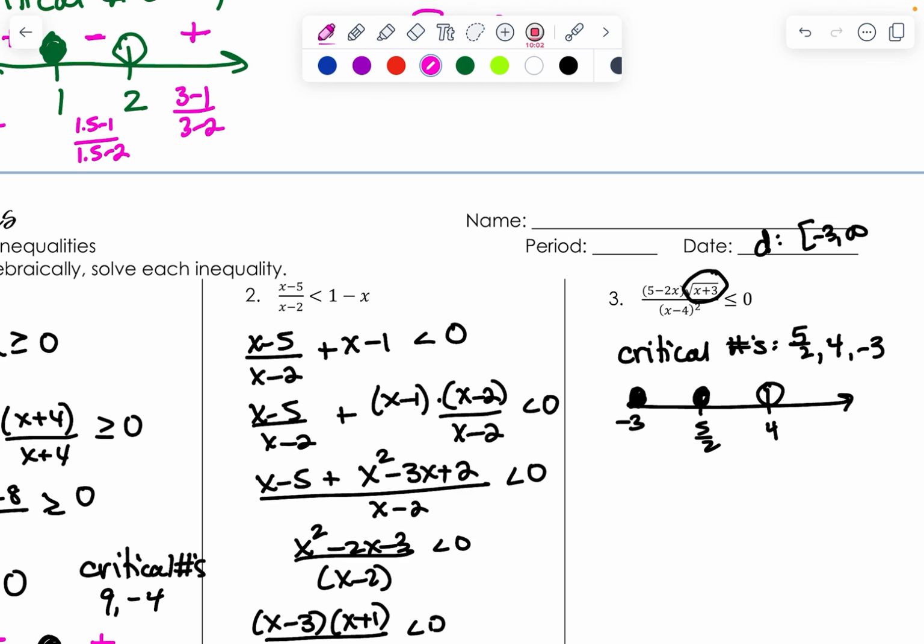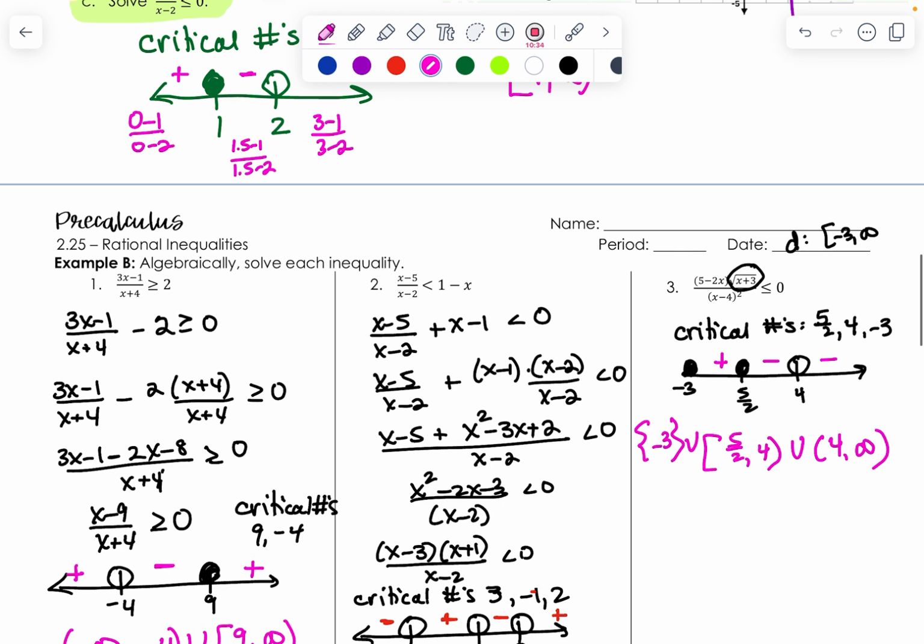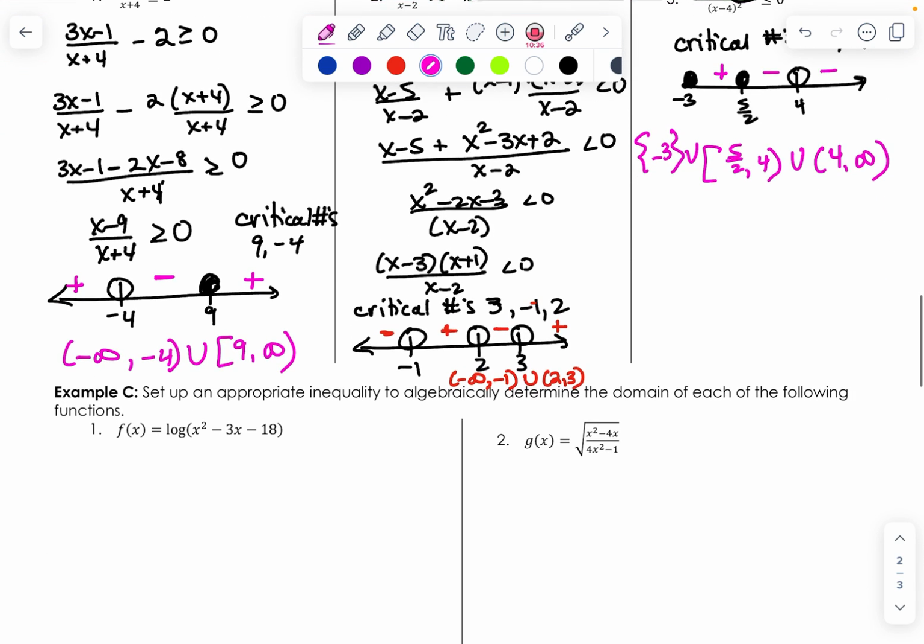All right, so when you test, if I test 0, it's a 5, a square root 3, and a positive, so that's positive. I got negative, negative. So where is this less than or equal to 0? Well, I'm going to need the negative 3, union 5/2 bracket to 4, union 4 to infinity. All right, let's keep going.